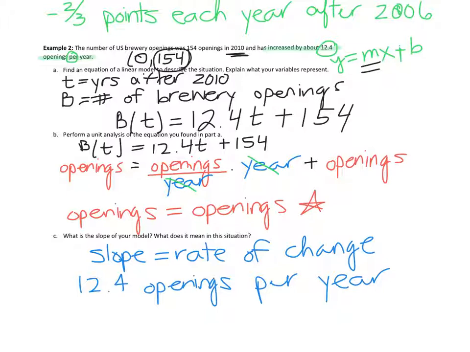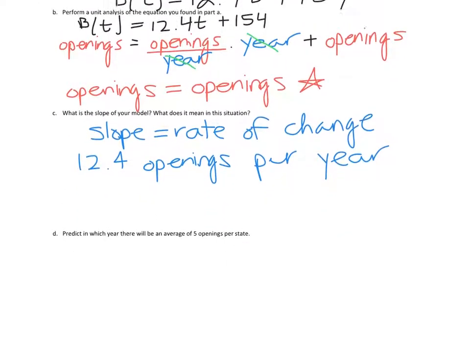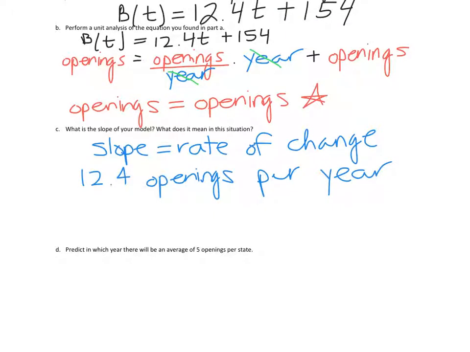All right, and then finally, we can use our model to make predictions. We're going to predict in which year there will be an average of 5 openings per state. Okay, so we have 12.4 T plus 154. That's our linear model for how many openings per year. And we want to know when there's going to be 5 openings per state.